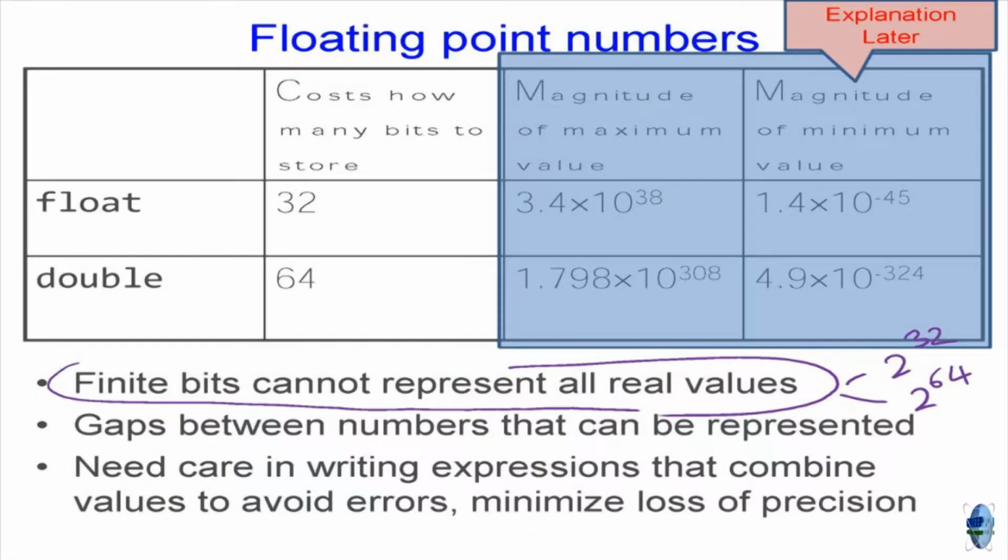The gaps between numbers: what cannot be directly represented using integers you can represent using reals, but then there are gaps left even by the floating point representation. So you need to exercise some care in writing expressions because you need to avoid errors. Expressions like this might not be easy to deal with, but sometimes you would try and scale things down. The other thing is if you had multiplications, you could use the log scale and so on. So there are tricks that are employed to get around this limit of finite precision.